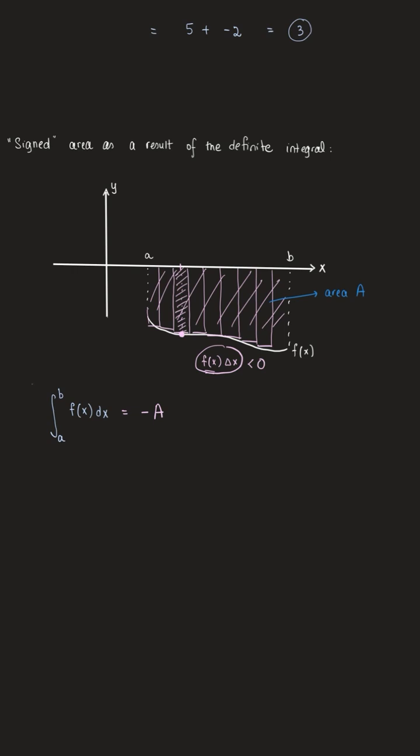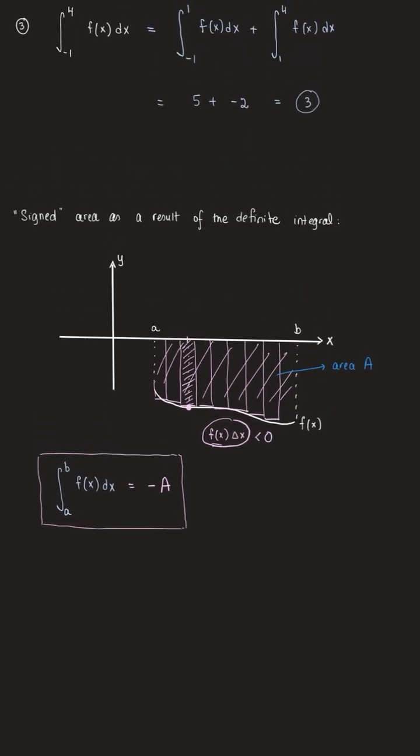So this is why I keep saying that the definite integral gives us signed area, because we can get a negative value for the definite integral, not only if the function is entirely below the x-axis, but if part of the function's below the x-axis and part of it is above. If there's more of it below, then we should expect that the value of the definite integral will be negative instead of positive. Okay, I hope that made sense, and I will see you in the next video.